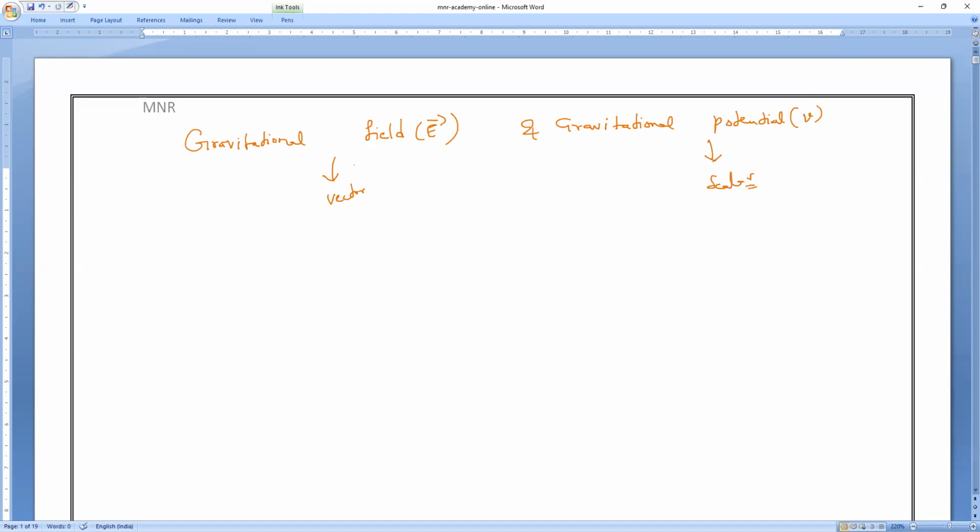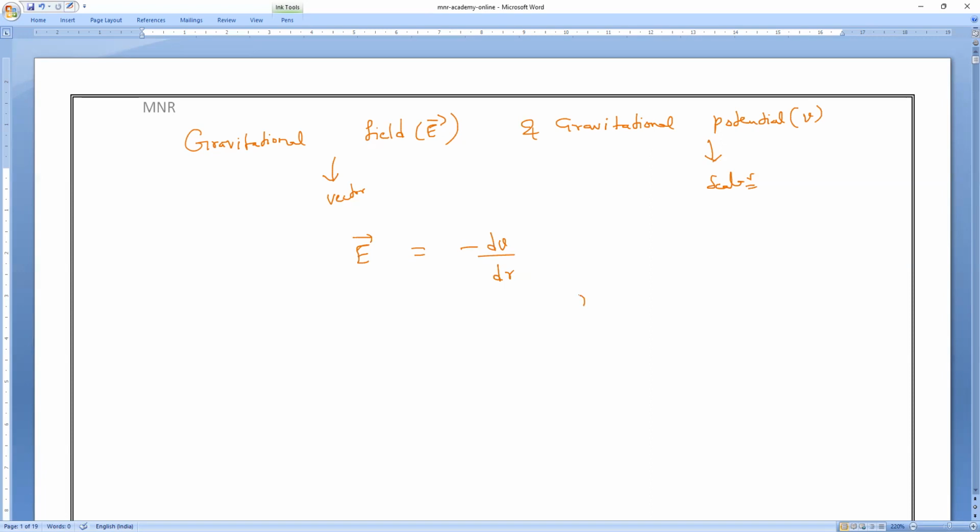Now we know that we have done the relations between them. What is the formula for E? E is equal to minus dV by dr. The minus indicates that it is always acting opposite.